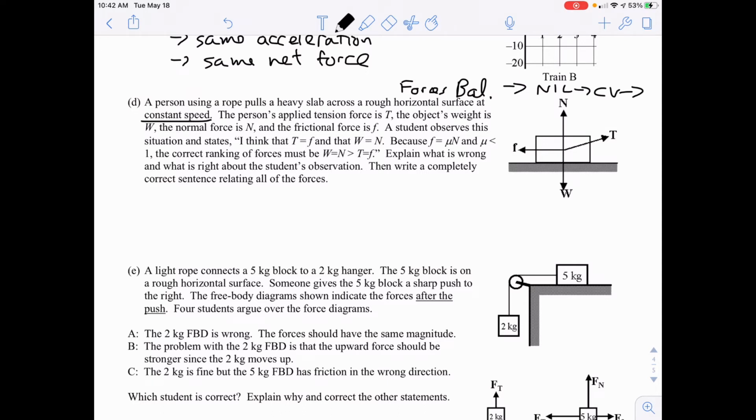A student observes this situation and states, quote, I think that T equals F and that W equals N. Because F is equal to mu times normal force and mu is less than 1, the correct ranking of the forces must be weight is equal to normal force, which is greater than tension is equal to friction. Explain what is wrong and what is right about the student's observations. Then write a complete sentence relating all the forces.